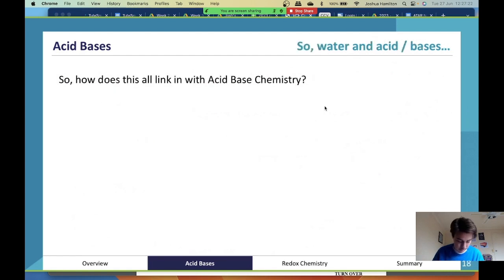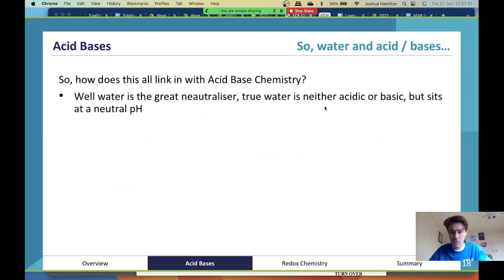Very good. So how does this all link in with acid-base chemistry? Because this is part of acid-base. Like the first part of this area study is all about acid-base, but the first few dot points on the study design are like, hey, let's talk about water. And you're a bit like, how does this link in? What is the actual link here? Well, that's because water is a great neutralizer. True water is neither acidic or basic. It sits right in the neutral pH.